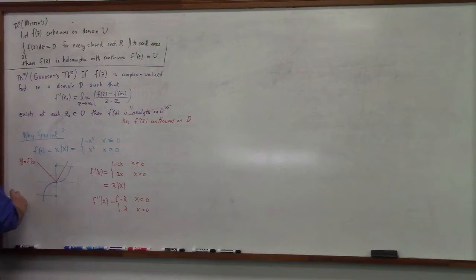So my point in this example is just that we can have a real differentiable function, which is everywhere differentiable, right? And the derivative is also everywhere continuous. This is a continuously differentiable function, and yet it's not twice differentiable, because, as you can see, the derivative doesn't exist at zero. The second derivative doesn't exist at zero, right?